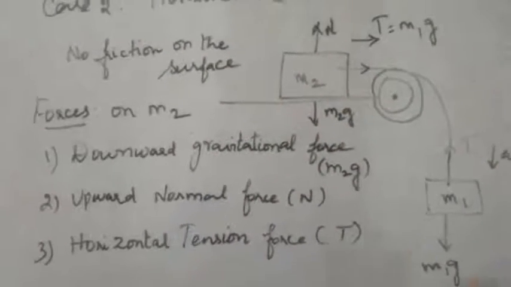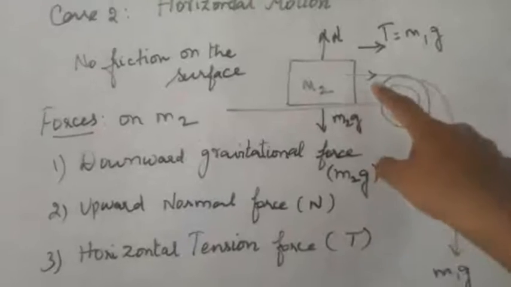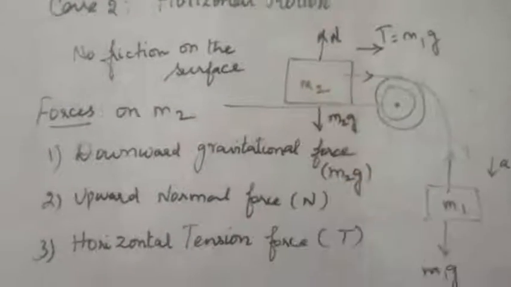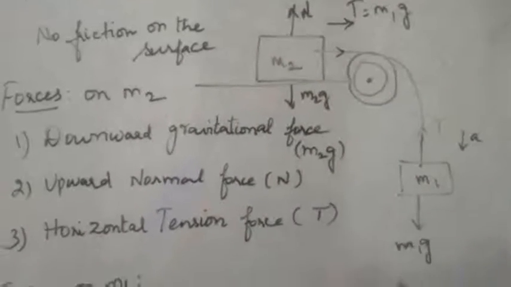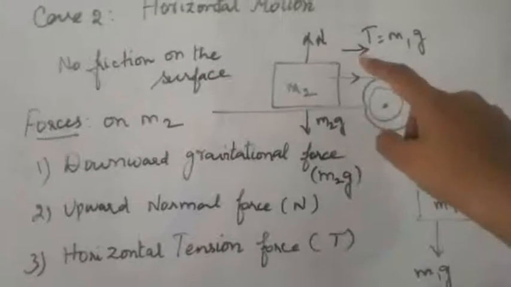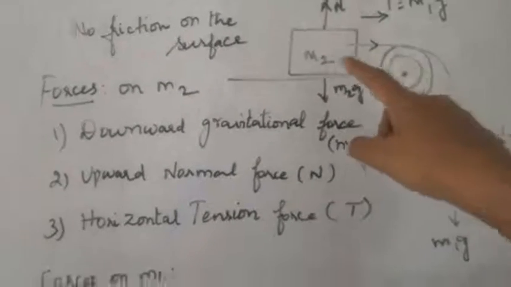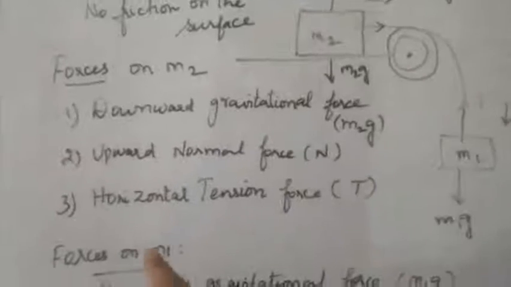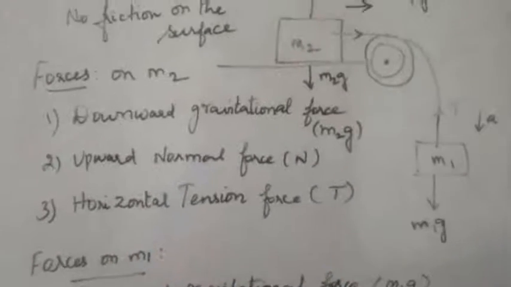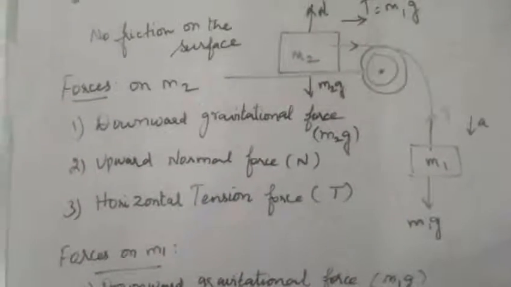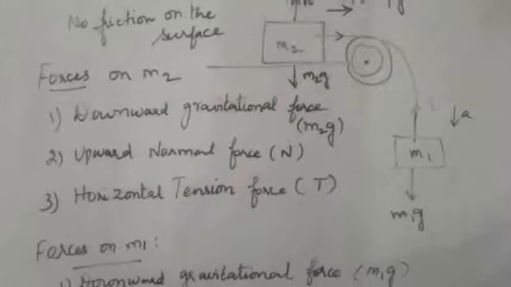So the tension force acting on this string over the mass M2 will be equivalent to M1G. So tension T is equal to M1G, which is acting in the horizontal direction. So it is horizontal tension force T. So these are all the forces acting on M2.